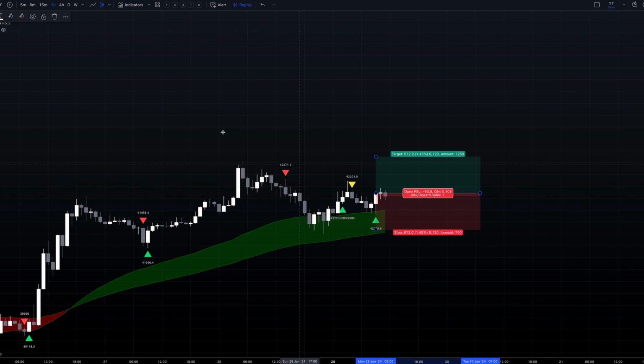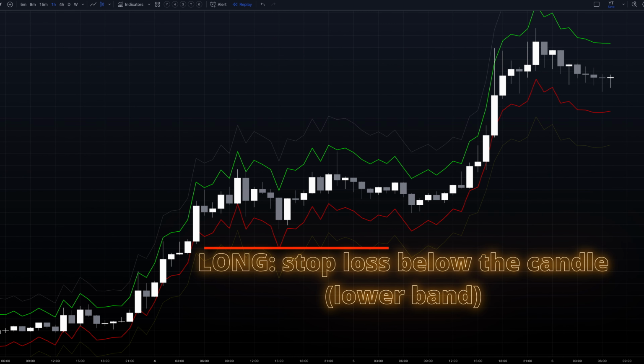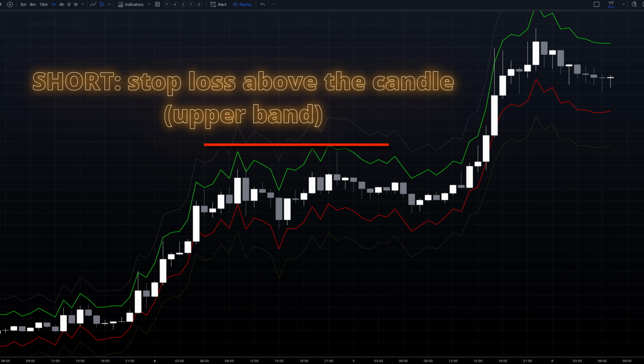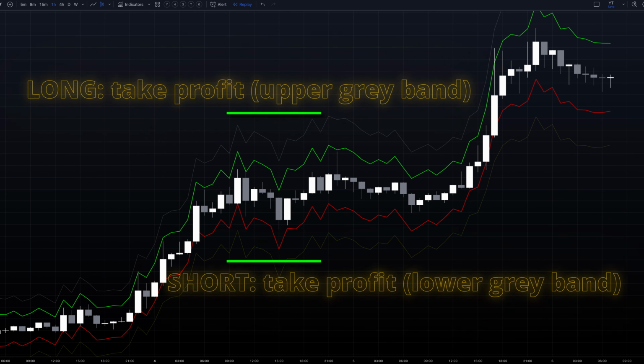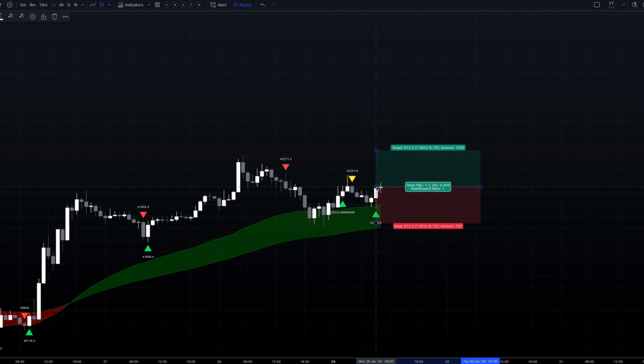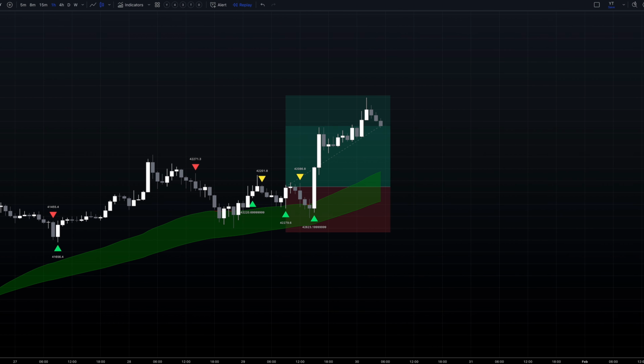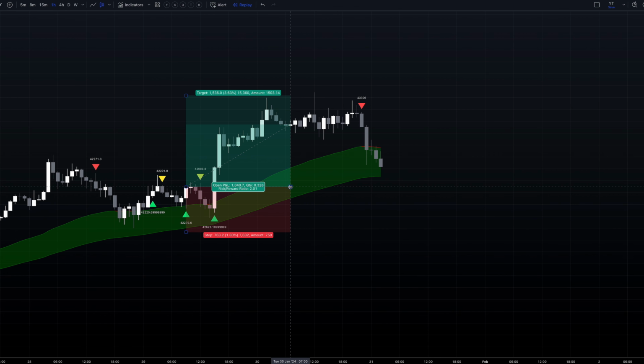When entering a trade, switch on the ATR bands for stop-loss placement. For long positions, place your stop-loss below the entry candle at the lower band. For shorts, above at the upper band. Your take profit will be at the opposite band. It's now set to 2, but adjust based on your risk tolerance. If you prefer not to use ATR, a classic fixed risk-reward ratio like 1.2 can work well too.